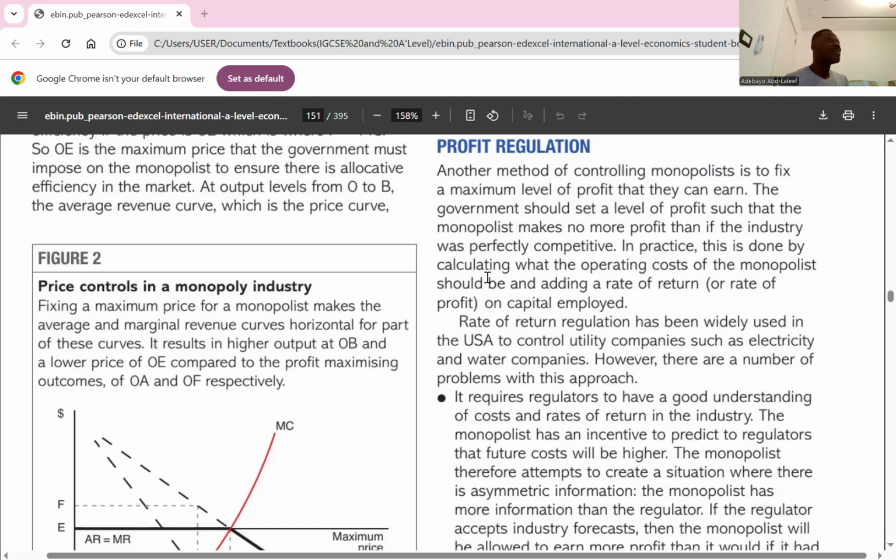Firms know what they make. It is only what they tell government that government would accept. Government doesn't have a mechanism that would allow it to know what is really happening. So that's about profit regulation. Any question about that? No.